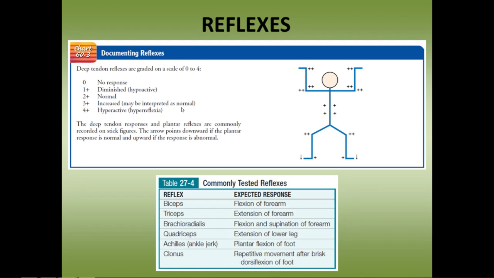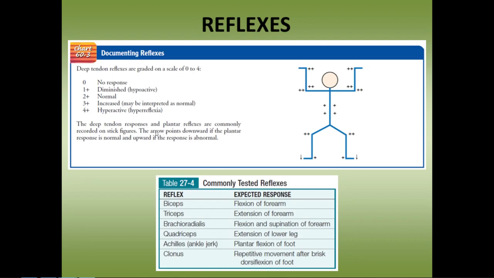So the deep tendon responses and plantar reflexes are commonly recorded on stick figures. So you would usually indicate here these scores. Usually a normal finding in a reflex located here would be indicated by a downward arrow, because if it points upward, that would be abnormal.